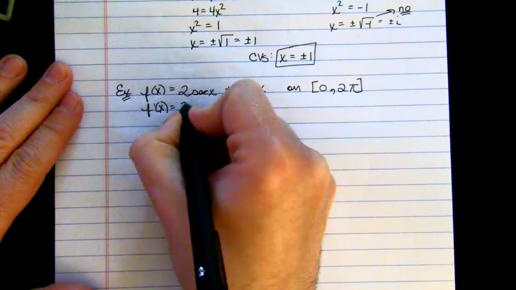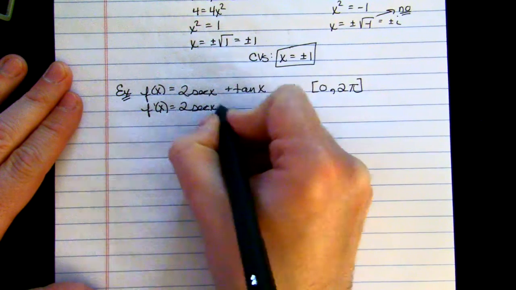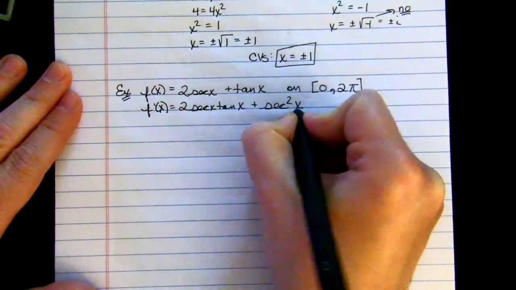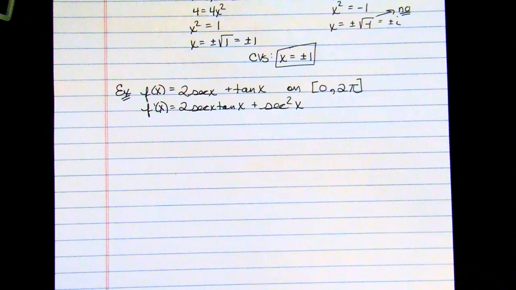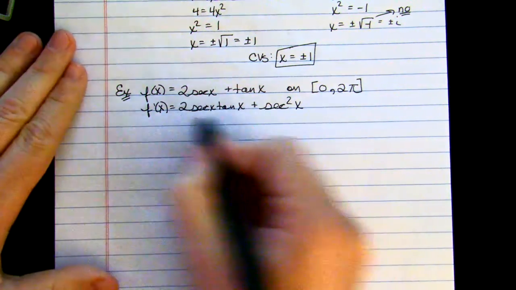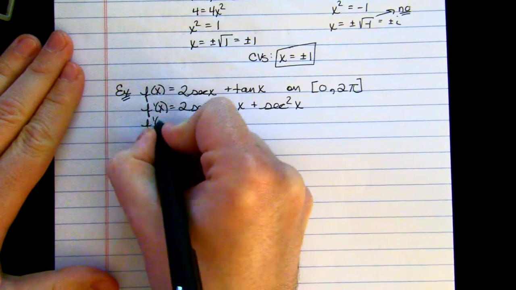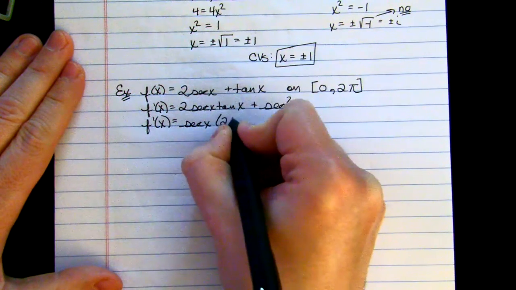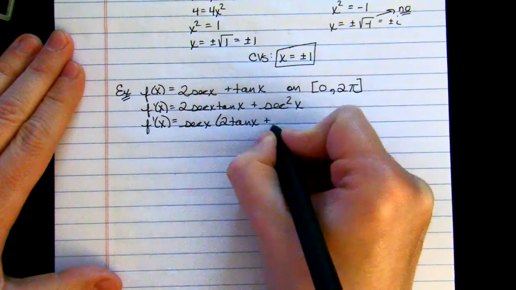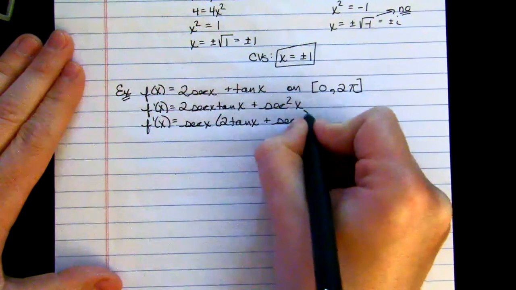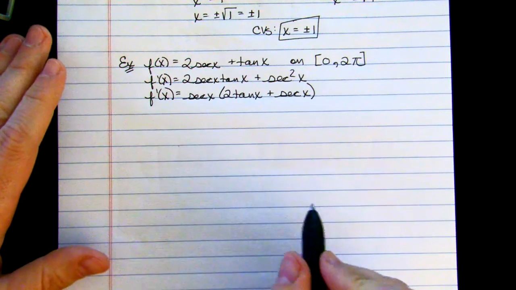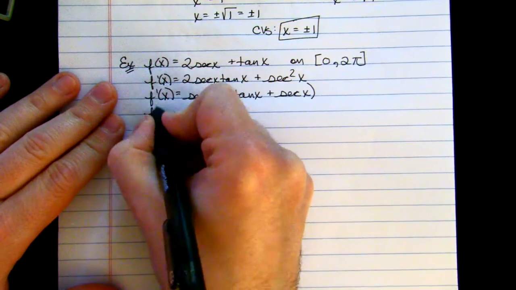f prime of x is going to equal 2 secant x tangent x plus secant squared x. I'm going to try to clean this up a little bit because I've got to be able to set a numerator and denominator equal to 0. I'm going to factor out my GCF, which looks like a secant x. We're going to get 2 tan x plus secant x. And I'm going to have a much easier time if I can rewrite this in terms of sines and cosines, because then I'll actually get some numerators and denominators.